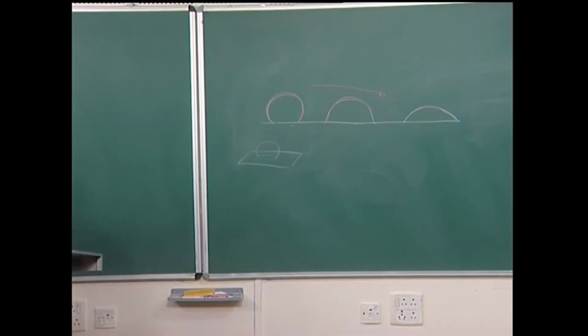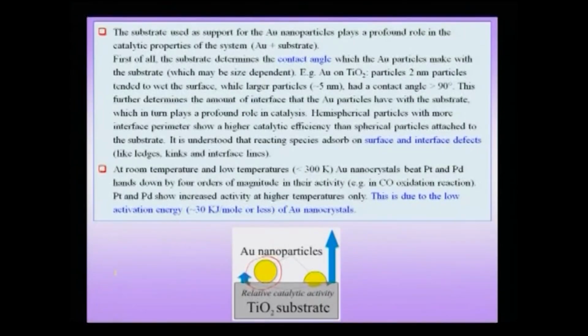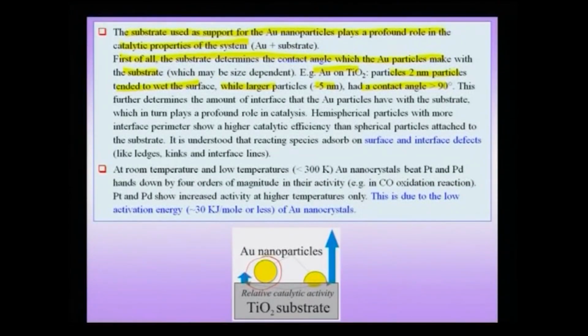Now, this has important consequence on the catalysis, and we will note that by reading this phrase here. The substrate used as support in the gold nanoparticle plays a profound role in catalytic properties of the system. First of all, the substrate determines the contact angle with which the gold nanoparticles make with the substrate, and which is of course size dependent. Gold and titania, 2 nanometer particles tended to wet the surface, while larger particles, 5 nanometer, have a contact angle of 90 degrees. That means 90 degree means partial wetting, and in the case of 2 nanometer particles, which is extremely small particles, they tend to form a uniform coverage. That means there is a wetting tendency. So, the wetting tendency itself is a function of the size of the nanoparticle.